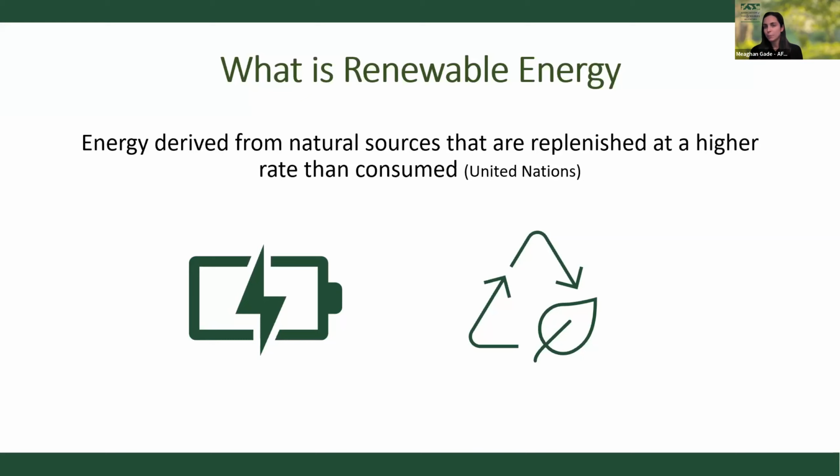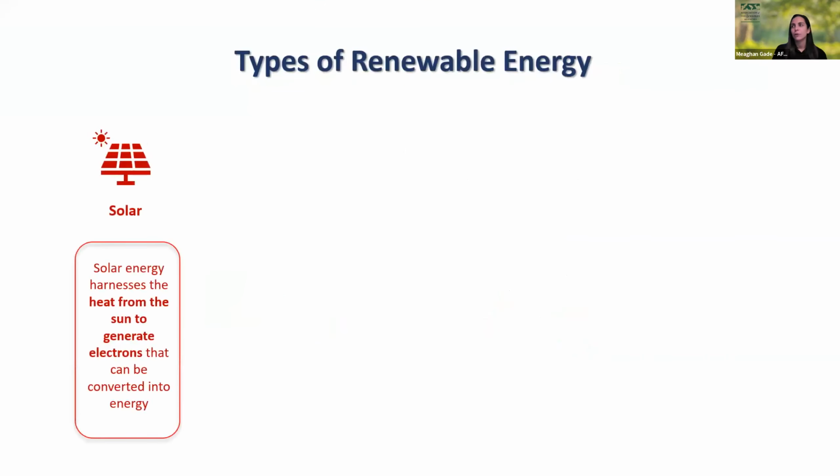So when we think of different types of renewable energy, things like solar or wind, those are typically renewing much more quickly than the millions of years that fossil fuels require. I want to dig into the different types of renewable energy that we have currently. Let's start with solar. Solar energy harnesses the power of the sun. There are a couple of different ways we can do this, and I'll get into those details later. But the general idea is that we take the heat from the sun, and that can generate electrons that we can then convert into energy that we use in our home.